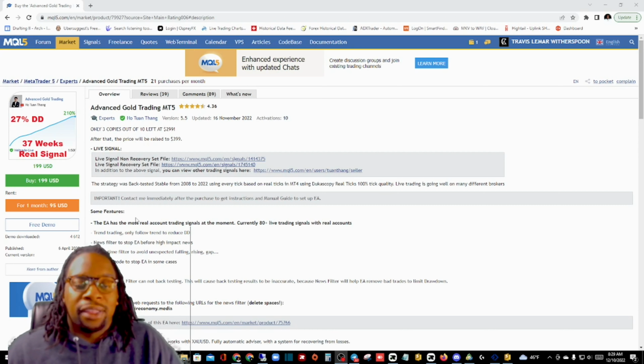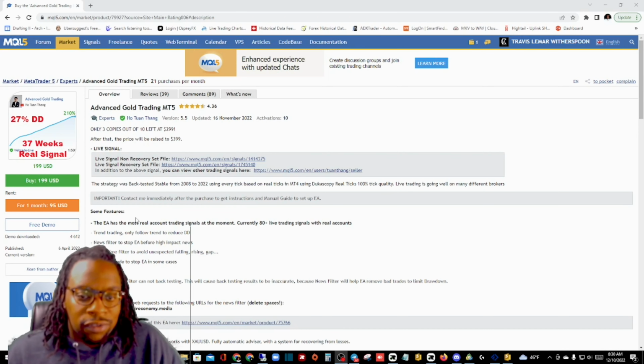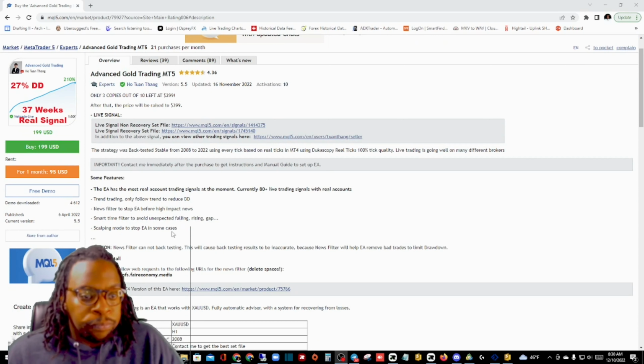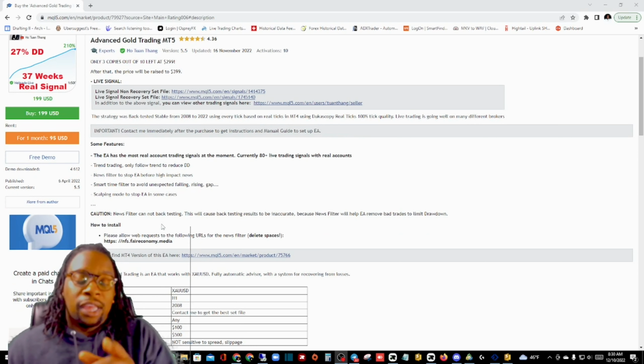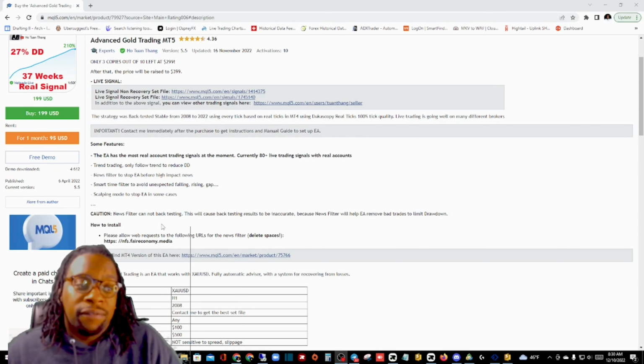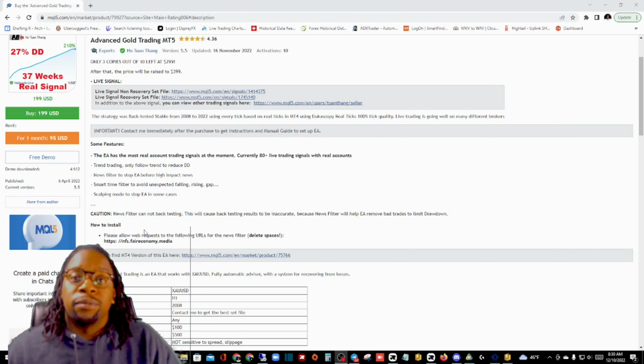The strategy has been backtested from 2008 to 2022 based off of real tick data. Obviously, we know that it goes based off of gold. It's a trend trading system and only follows the overall trend to reduce the drawdown. It has a new filter to stop the EA before high impact news. That's something that's very important when it comes down to prop firm trading, especially depending on the prop firm style that you end up having.